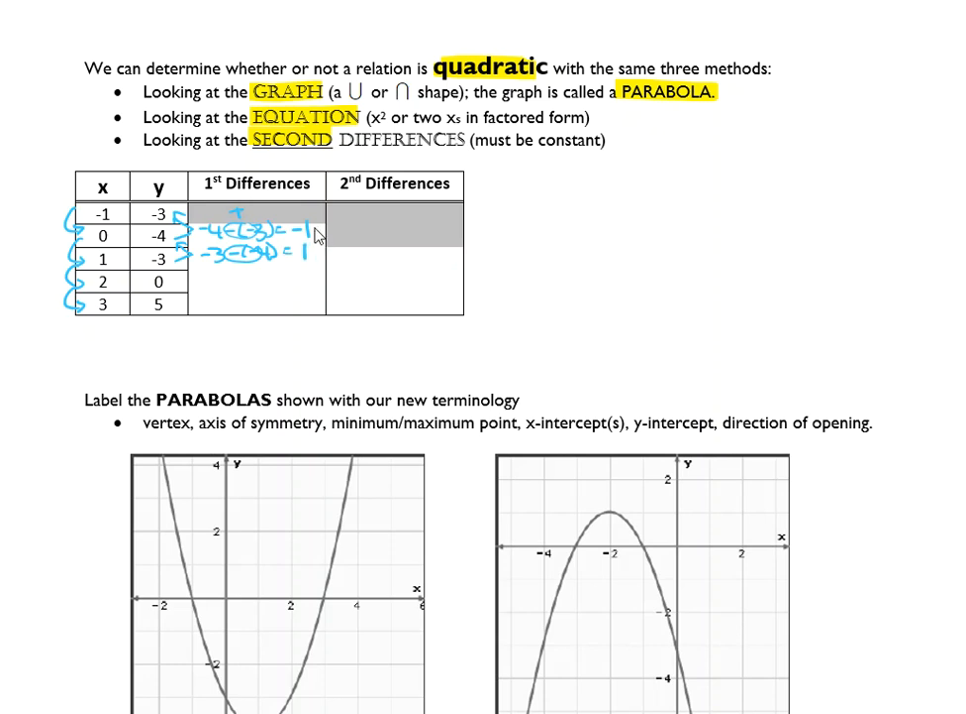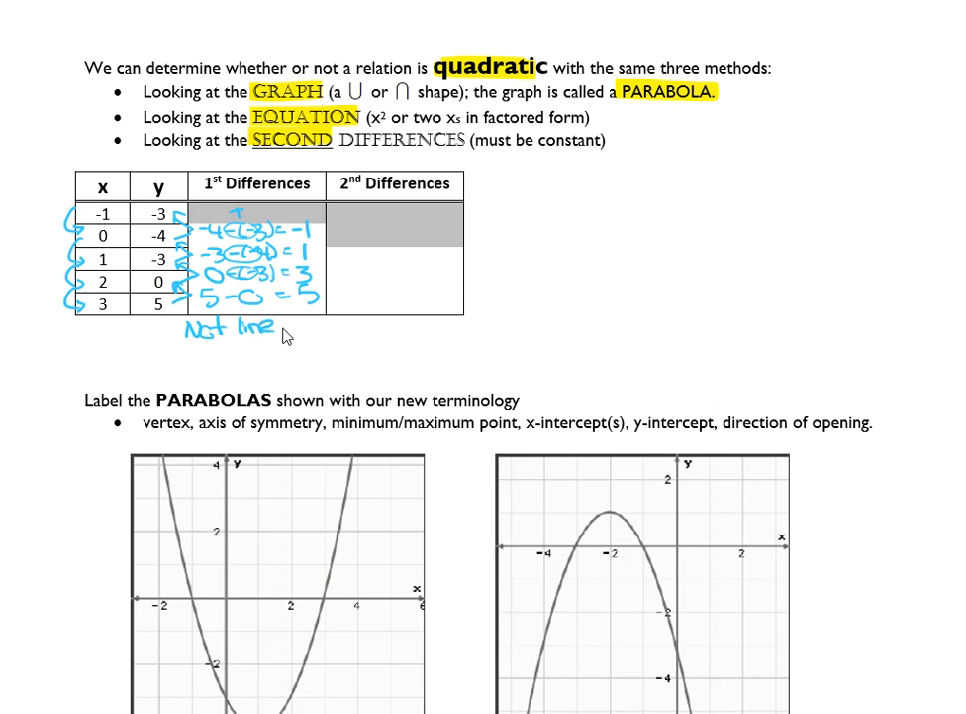So already my first differences aren't the same. Now you might be thinking, well, maybe I made a mistake with my negatives. Sometimes we mess those up. Let's keep going. Maybe they are the same. So I'm taking 0 and I'm subtracting -3 from that. That's really 0 plus 3. That's 3. Okay, so this is not looking good. 5 subtract 0 is 5. Okay. Definitely not linear.